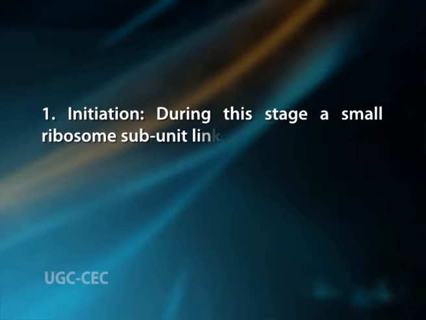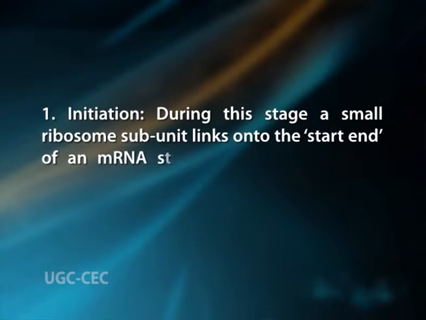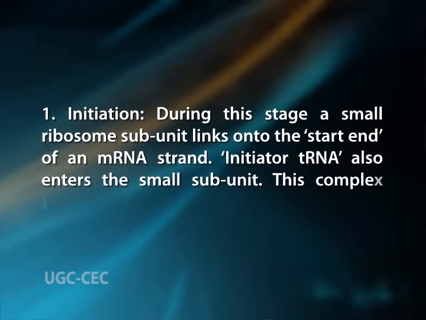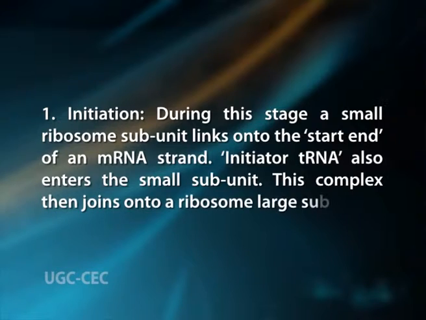The 3 stages. Initiation. During this stage, a small ribosome subunit links onto the start end of an mRNA strand. Initiated tRNA also enters a small subunit. This complex then joins onto a ribosome large subunit. At the beginning of the mRNA strand, there is a start translating message and a strand of tRNA charged with one specific amino acid enters the site A of the ribosome. Production of a polypeptide has now been initiated.